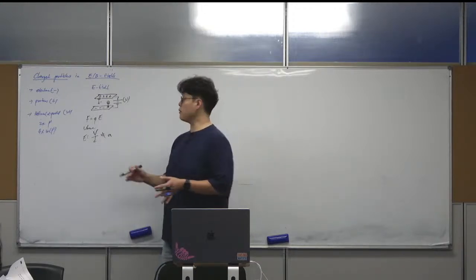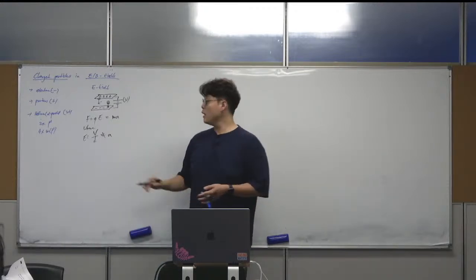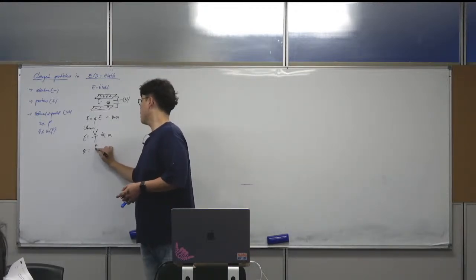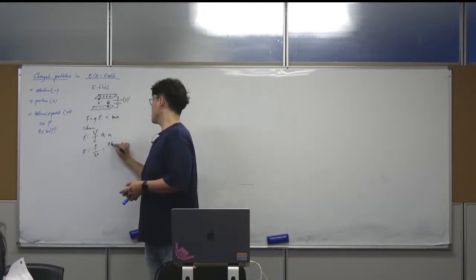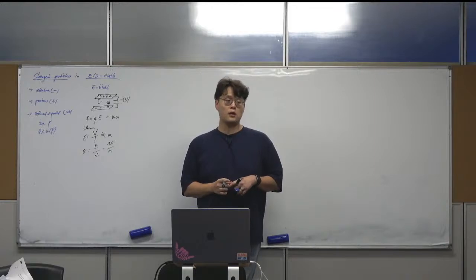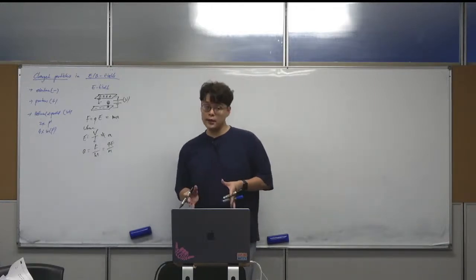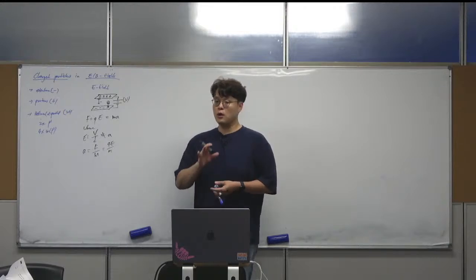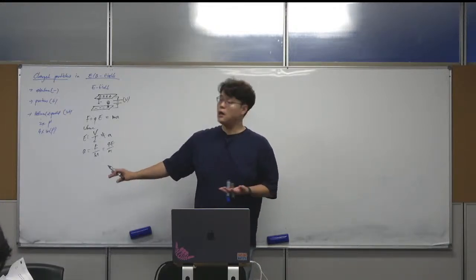E is not an A, because according to Newton's second law, A must be F on M, in this case QE on M. Don't just think electric field strength is the same as acceleration. They are related, but completely not the same. So the type of question you can get is, yes, the calculation is easy.